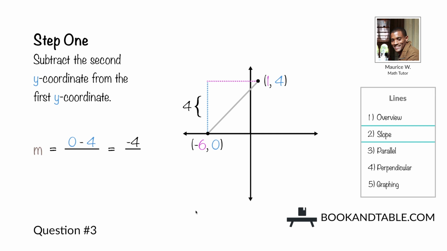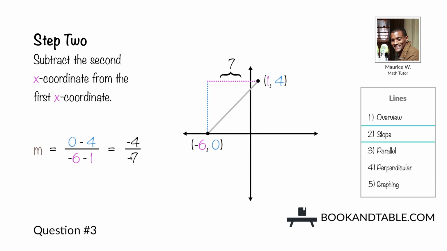Question number 3. We had the 2 points -6, 0, and 1, 4. Step 1, subtract the second y-coordinate from the first y-coordinate. That gives us 0 minus 4, which is -4 in the numerator. Step 2, subtract the second x-coordinate from the first x-coordinate. So we're subtracting 1 from -6. -6 minus 1 gives us -7.